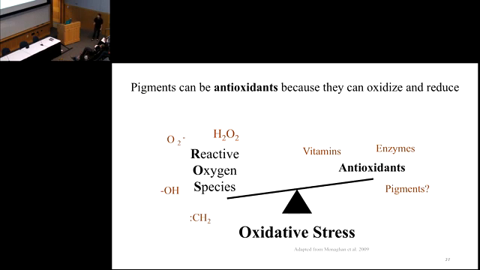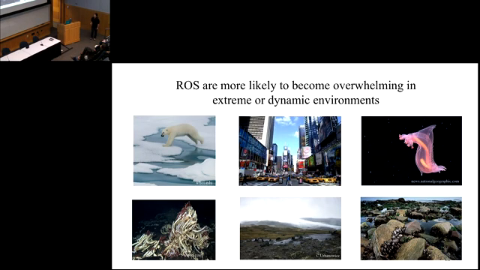So antioxidants are really important to combat ROS in any given situation, especially during costly events like reproduction, immune challenges, or anything like that. ROS are also more likely to become overwhelming in extreme or dynamic environments. So urban environments, there's been a lot of oxidative stress studies in the last 10 years comparing urban and rural environments. Here's the Greenland ice sheet, deep sea areas, changing areas, or like a constantly changing tidal zone. All of these could be potentially environments that make the organisms prone to oxidative stress if they don't have equivalent antioxidant protection.